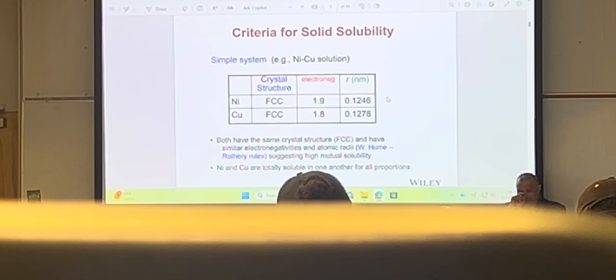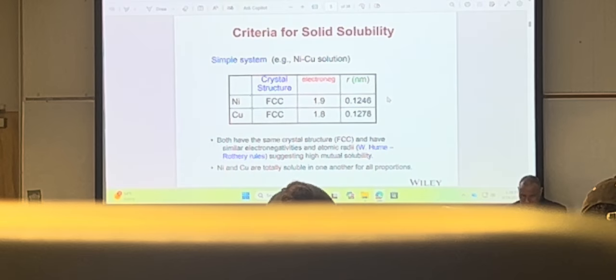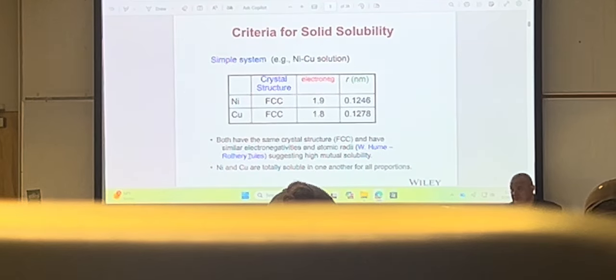Okay. For solids, let's consider the criteria for solubility. Like nickel and copper. Its crystal structure, both are FCC. Electronegativity, it's very close. The radius is also very close. Hume-Rothery rules. Do you remember we discussed Hume-Rothery rules?